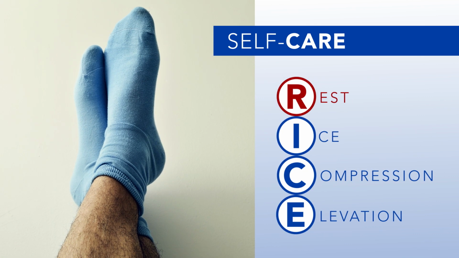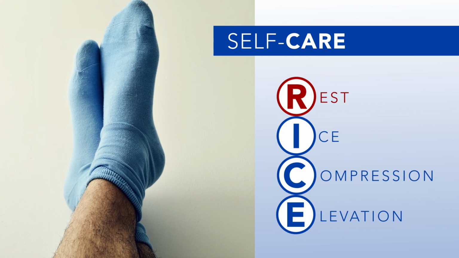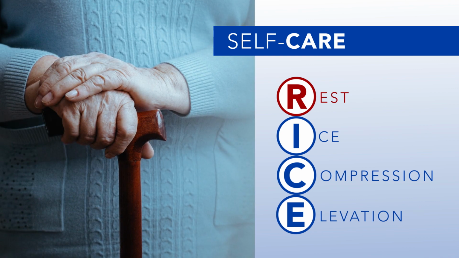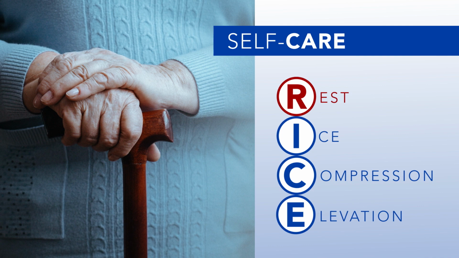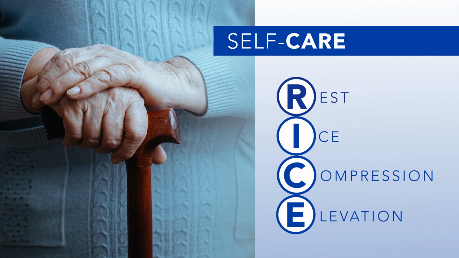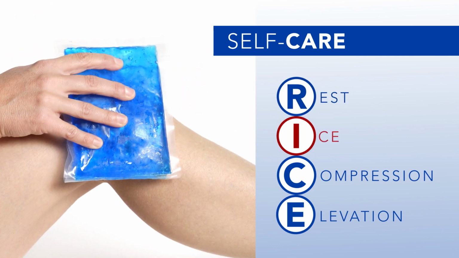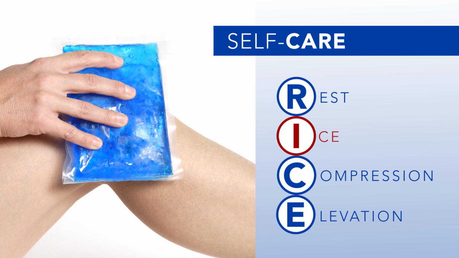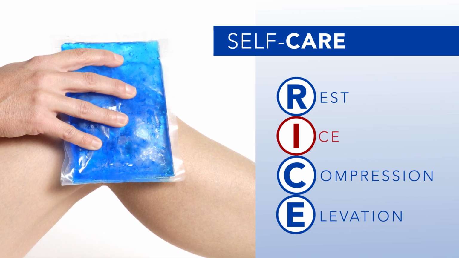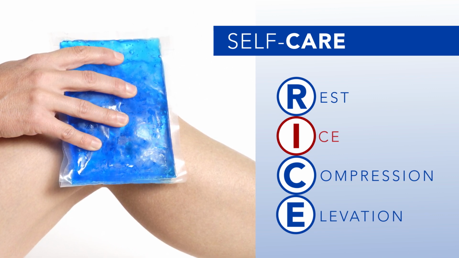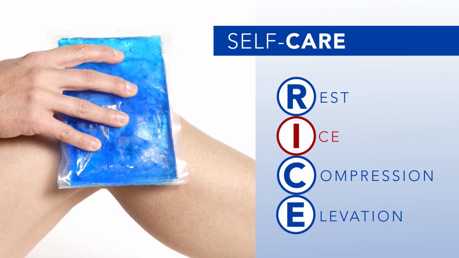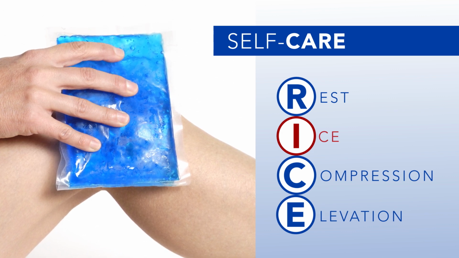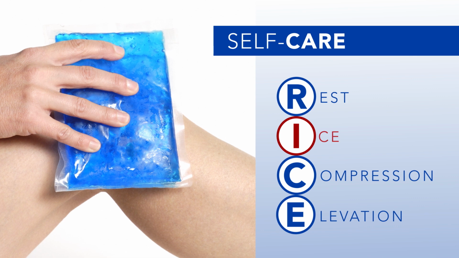Rest can include anything from changing or reducing your activities, to resting, or trying a cane or walker to reduce pressure on your joint. Ice is as easy as putting a bag of ice or a cold pack in a pillowcase and placing it on your injury for 10 to 15 minutes a few times a day. This can help reduce pain, swelling, and inflammation.